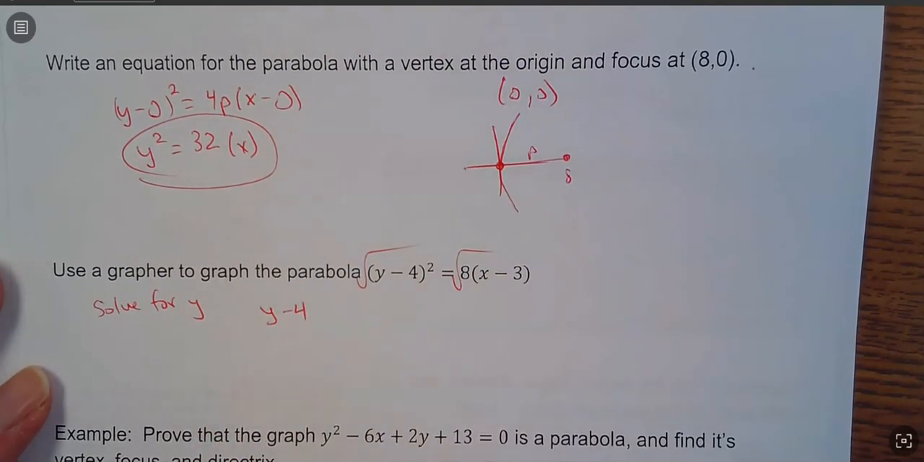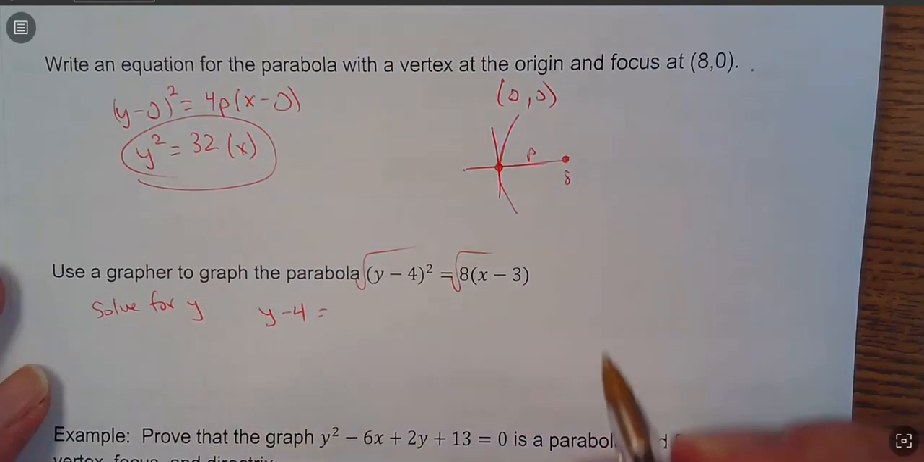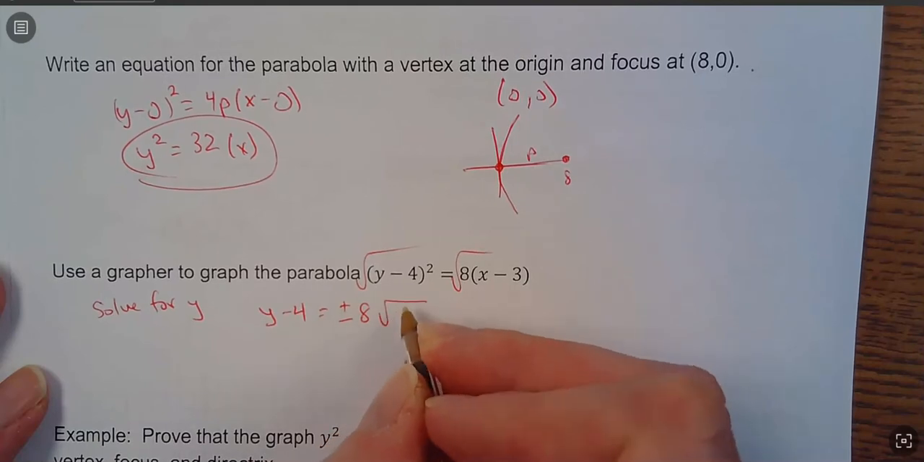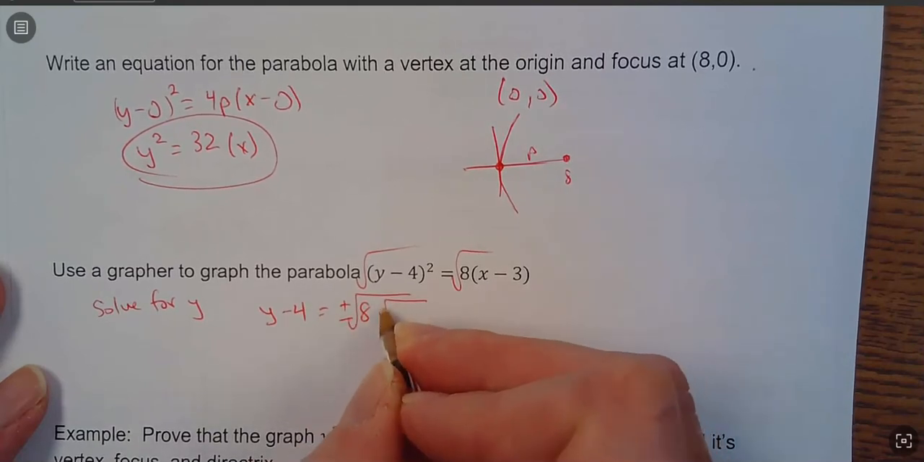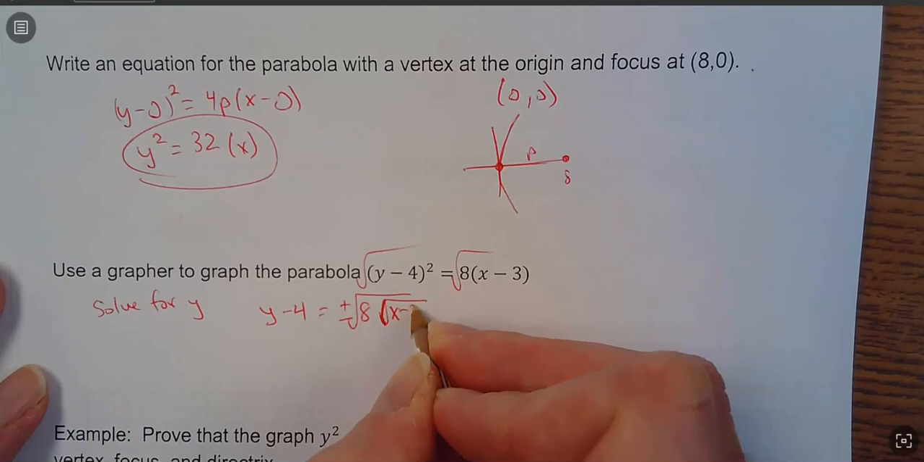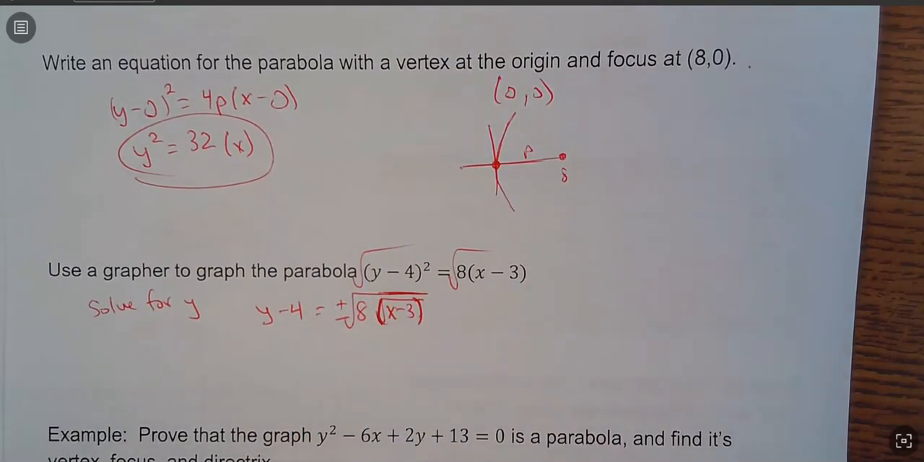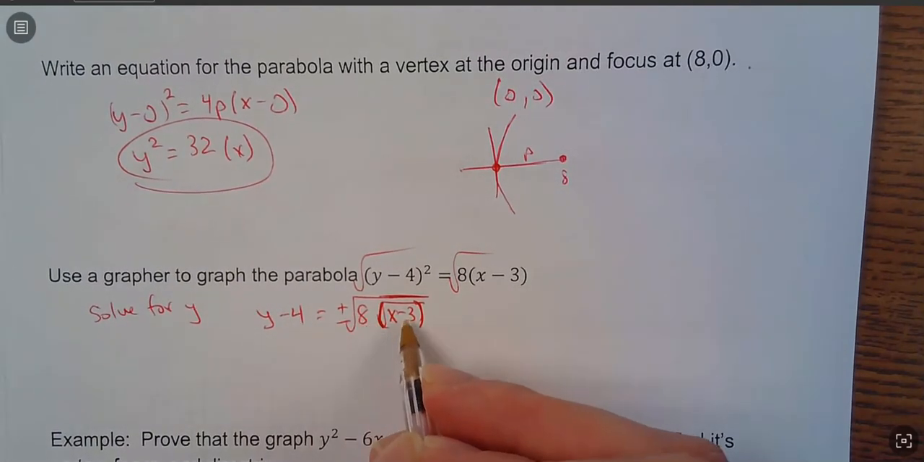Square with the left side, I get y minus 4. But on the right side, when you square root, there's going to be a positive and a negative root. So there's just one big square root there. So the square root is around everything. So plus or minus the square root of 8 times x minus 3.